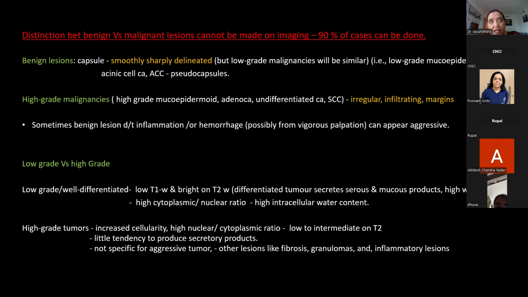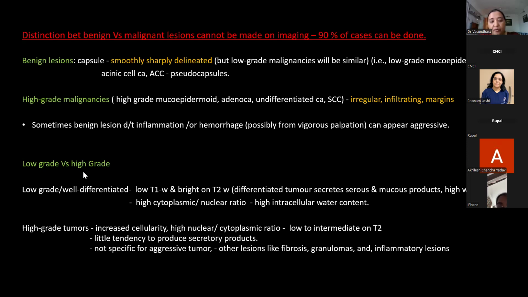Now, MRI, or radiology, is not very good in telling whether a lesion is benign or malignant. A benign lesion normally has a very well-defined capsule and looks very smooth, but low-grade malignancies will also behave like this. Similarly, high-grade malignancy has very irregular and infiltrating margins, but a benign lesion with inflammation, like we saw previously, may also have an ill-defined and very irregular margin.